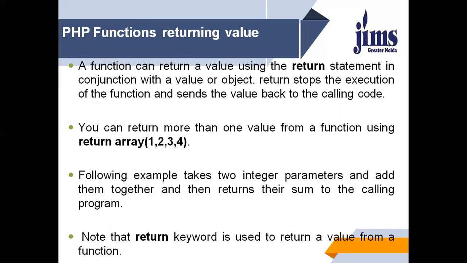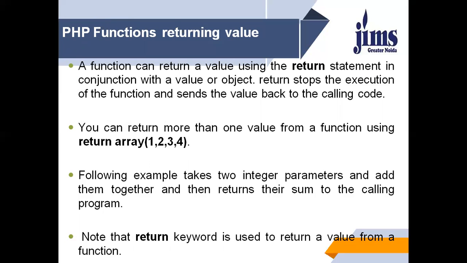Now, PHP functions returning a value. A function can return a value using the return statement in conjunction with a value or object. Return stops the execution of the function and sends the value back to the calling code. So the return statement is used to return a value or control to the calling portion of the program. It is an optional statement. In PHP, we can return values, arrays, or objects. We can return more than one value from a function using a return array. And you can pass whatever values you want to return.